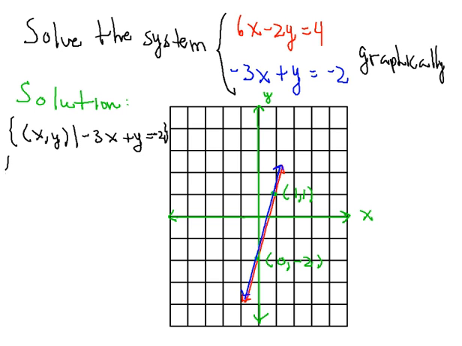Now we could also have written, if we would like, the set of all ordered pairs x, y such that, and name the first equation in the system, which is 6x minus 2y then is equal to positive 4.